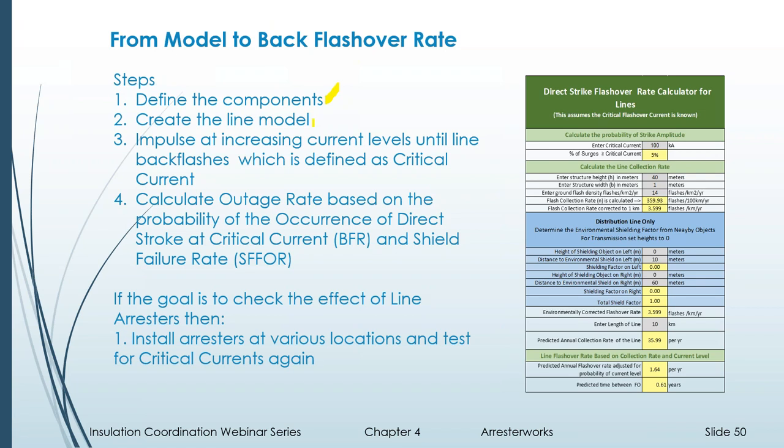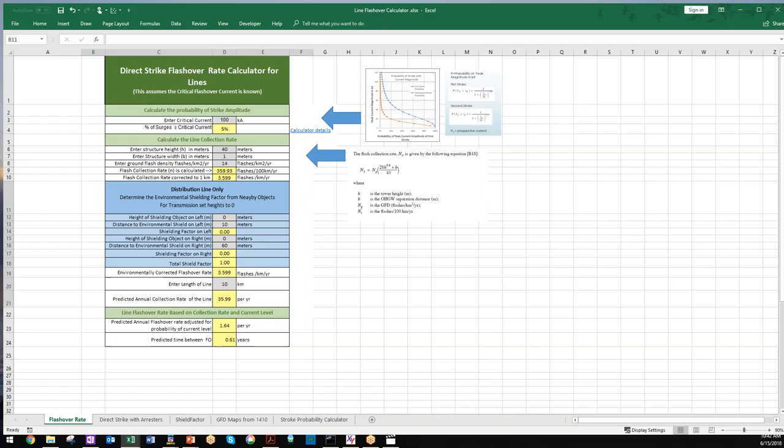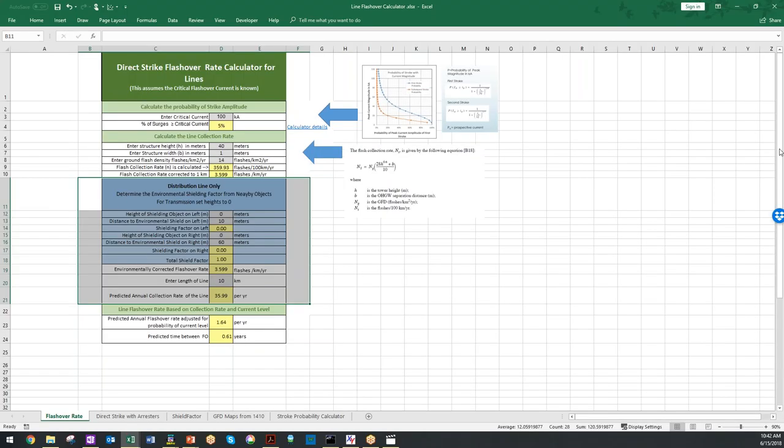So we defined all our components, we created the model, we impulsed it at different levels until we found what that stroke current was that would cause a flashover, and now we have to get a flashover rate. And let's go to the calculator. Oh, came up in the wrong screen. There we go. All right, so you should see the calculator up on the screen.